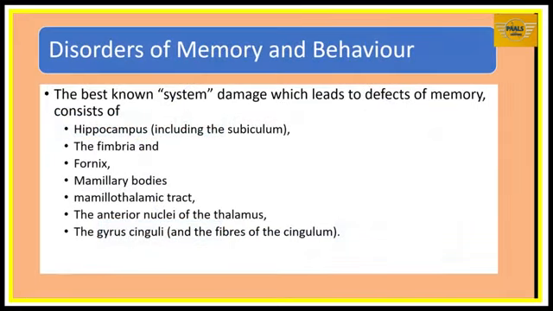Disorders of memory and behavior. Now for these structures that we've listed here, ranging from the hippocampus to the fimbria of the hippocampal formation, the fornix, the fiber, the mammillary body in the hypothalamus, the mammillothalamic tract connecting the hypothalamus to the thalamus, the anterior nucleus of the thalamus, and the cingulate gyrus. Any lesion along these structures can lead to defects of memory and also certain behaviors.